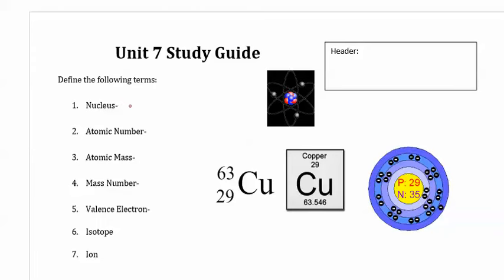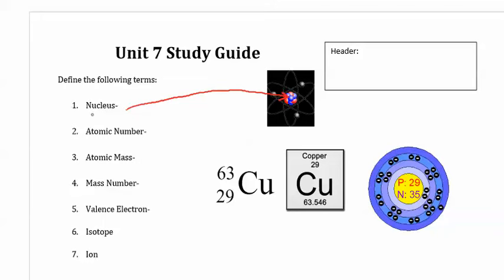But nucleus is the central part of the atom, and the central part in the picture that I've picked happens to be right there. So it's the part that contains the protons and the neutrons. This, of course, is Rutherford's model. We know it doesn't really look like this, but that's what the nucleus is right there in the center.